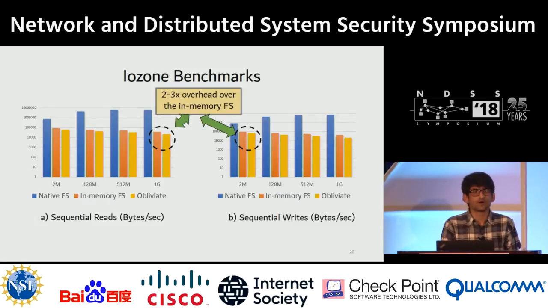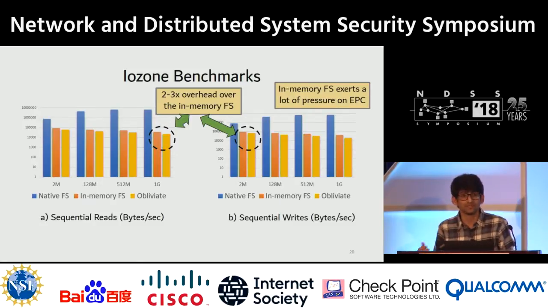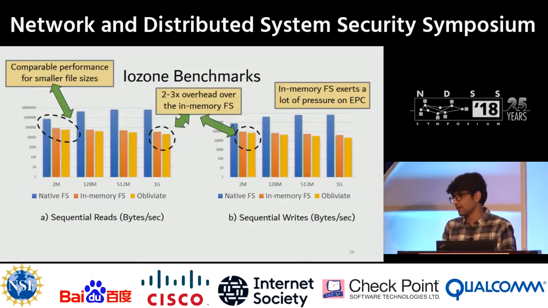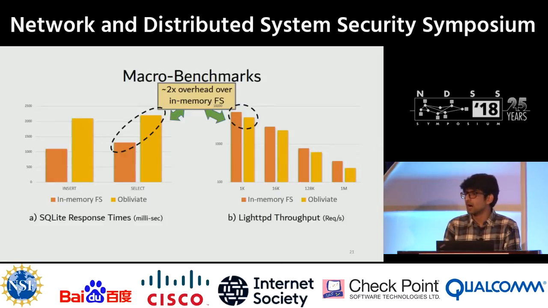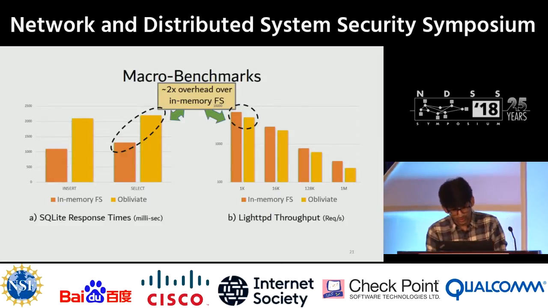That is because the in-memory file system, as you can remember, keeps everything within the enclave, which means that it is going to exert a lot of pressure on the EPC. Since that would happen, the in-memory file system is already extremely slow. But again, compared to the native file system, we have a degree of performance overhead, which is expected since OBLIVIATE performs secure ORAM operations, whereas the native file system would just simply access one block out of the whole file. So even in macro benchmarks, we show that compared to the in-memory file system, our system is more secure, definitely, and does not have as much overhead as could be.